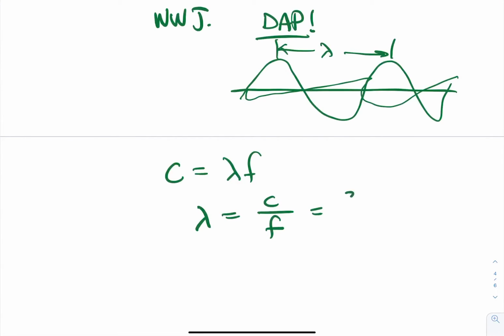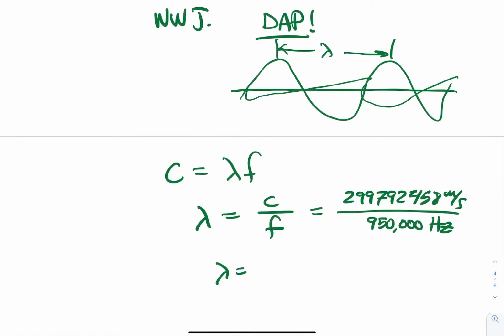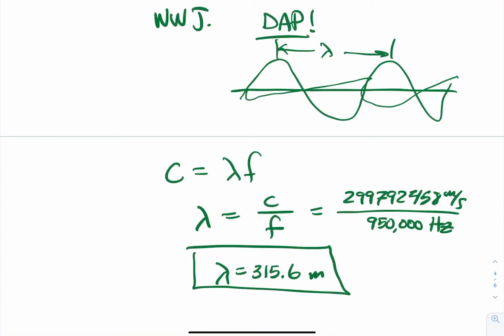which is, of course, 299,792,458 meters per second divided by our 950 kilohertz. And so the wavelength for WWJ is 315.6 meters. That's a very long wave, isn't it?